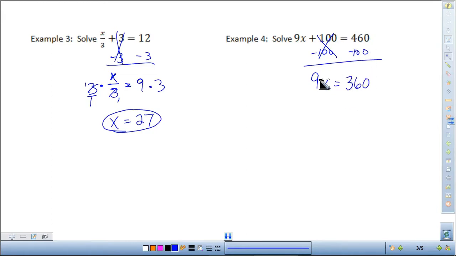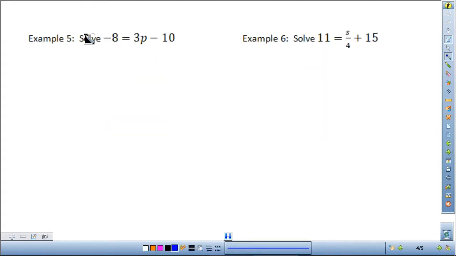At that point, we're going to get rid of our coefficient of x. So the inverse of multiplying by 9 would be dividing by 9. And again, we have to do that to both sides to keep it balanced. And then we'll end up with x equals 40 when we divide to get our solution.